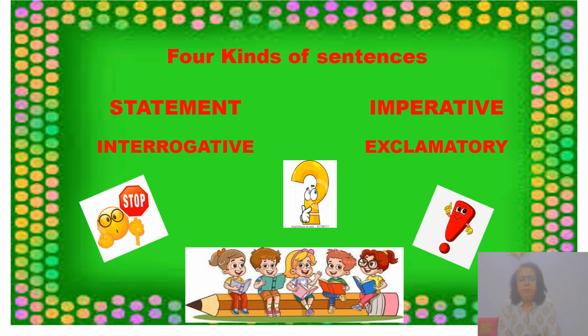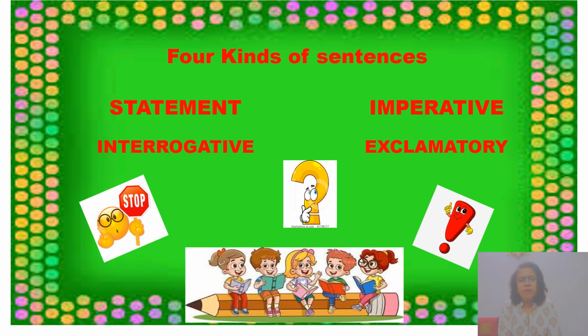Okay, children. Now, before we move on to learning the four kinds of sentences, I would like to once explain to you what is a sentence. Because unless and until you know what is a sentence, you will not be able to understand the different kinds of sentences. What is a sentence? You must have learned in your class also. A sentence is a group of words that expresses a clear thought or an idea, or in other words, a sentence is a group of words that makes sense.